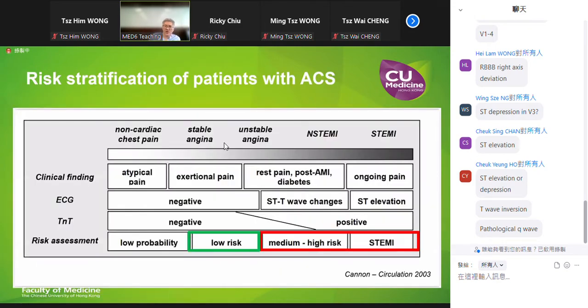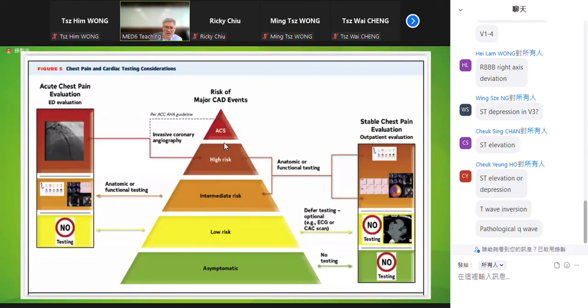Okay, so another important concept that you need to be familiar with is how to stratify patients' risk with ACS, because all these are ACS: unstable angina, non-STEMI, and STEMI, and obviously the spectrum of difference of ECGs and troponin. You risk stratify them into low risk, moderate, high risk, or STEMI. Obviously, STEMI, you just go and do the treatment. Low risk, you go one pathway. In medium to high risk, you do another pathway. So the risk assessment can determine how you're going to treat these patients.